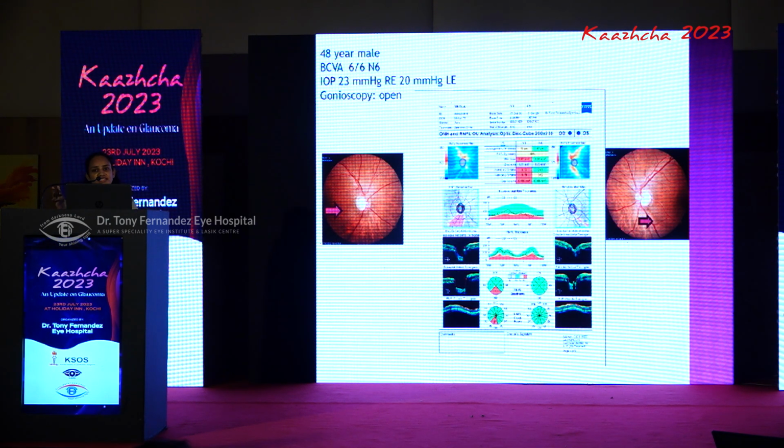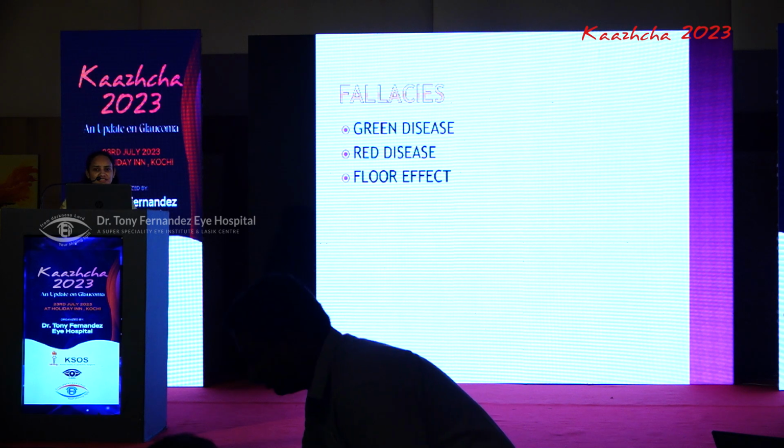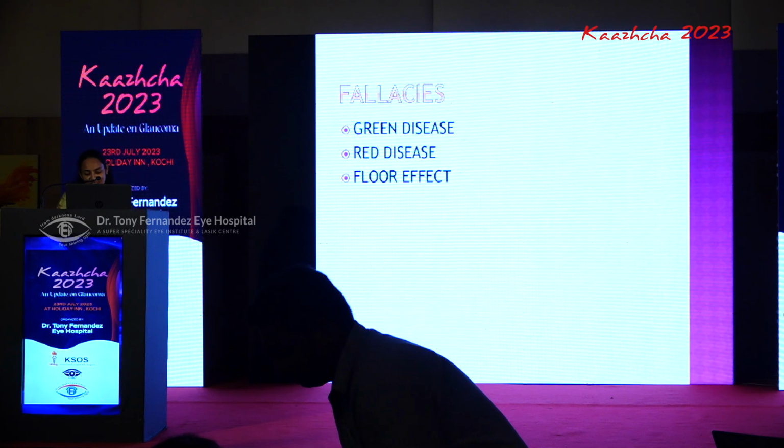quadrant map. This is an example of green disease, where the machine may miss certain findings when it averages out the values. So you can have different fallacies while interpreting the OCT printout. You can have green disease, red disease. For the lack of time, I'm not going into the details of this.